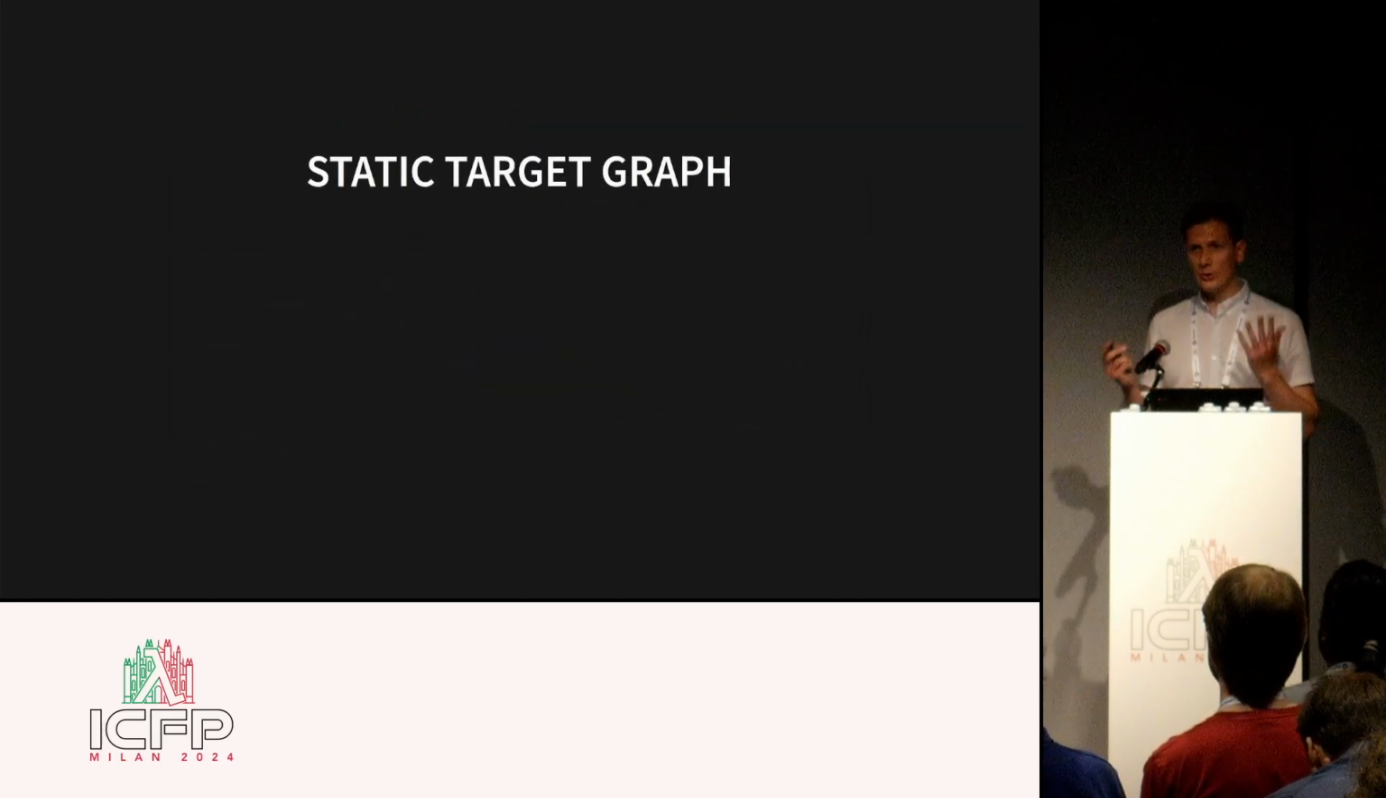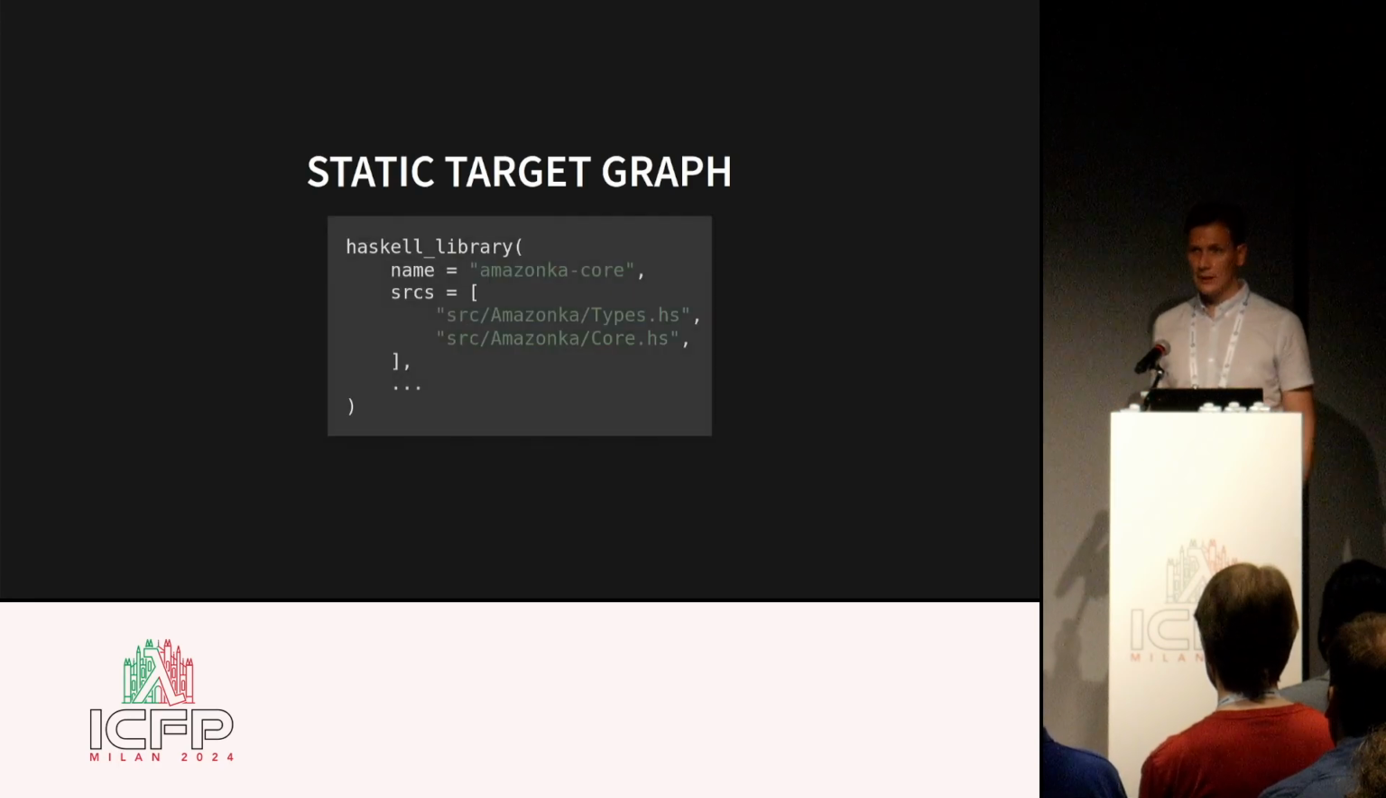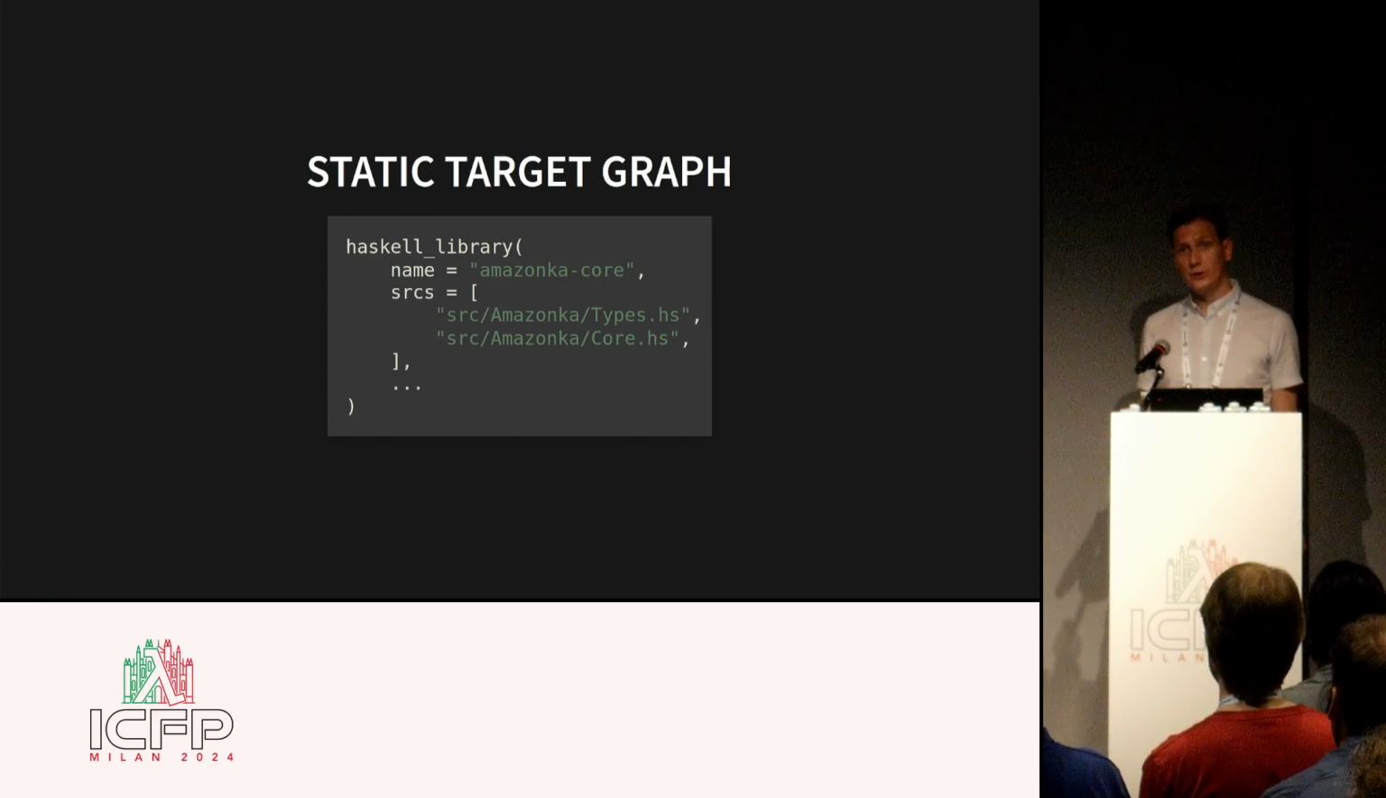So something important to understand about these build systems is that the target graph, the thing that you define as a user with these Haskell library rules and so on, is purely static. There's no such thing as build time target generation or anything of that sort. And the motivation behind this is, as your code base becomes really large, you want to make sure that things like querying dependency graphs remain very fast.